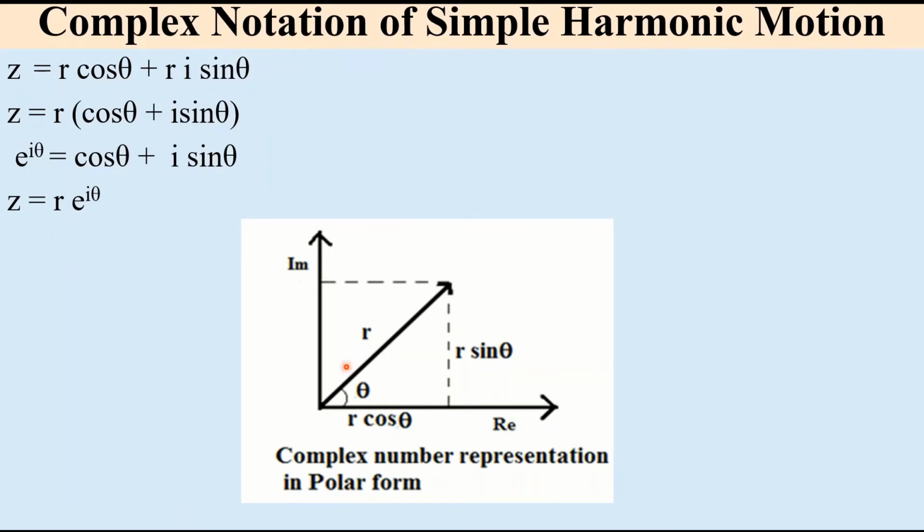So this represents the magnitude of z, that is nothing but r. This is the real axis and this is the imaginary axis. Now the projection of this vector on the real axis is equal to r cos theta, which is the real part of the complex number, and the projection of this r on the imaginary axis is r sin theta, which is the imaginary part of this particular complex number. So this is the complex number representation, or the Argand diagram, in the polar form.